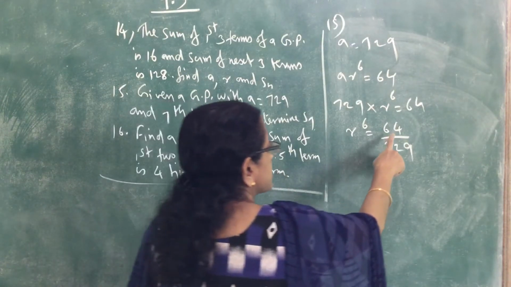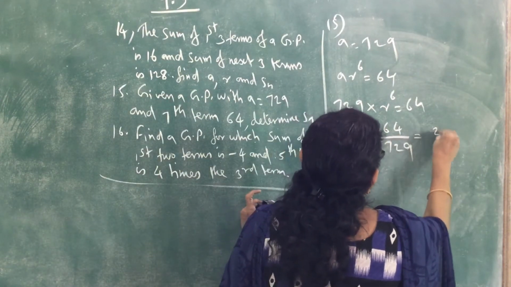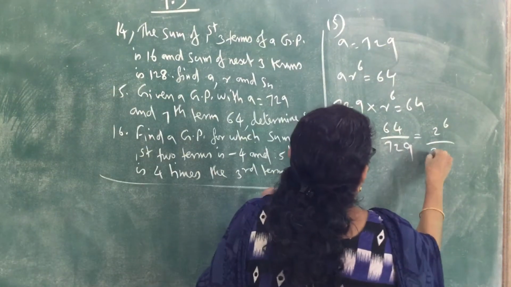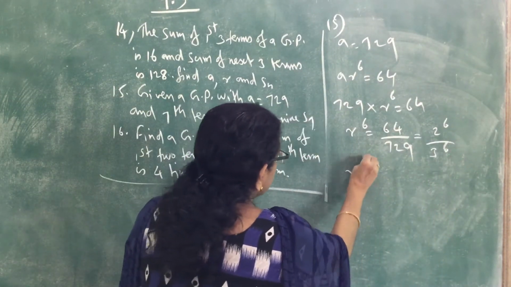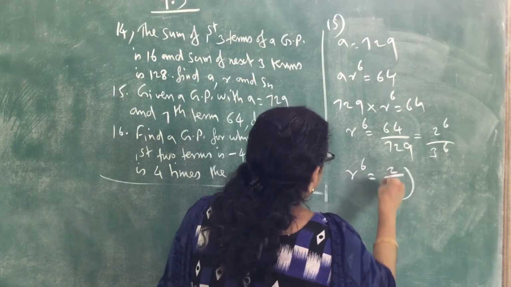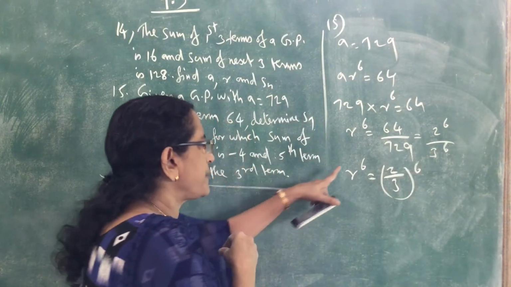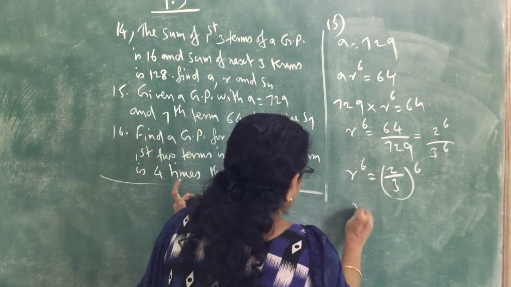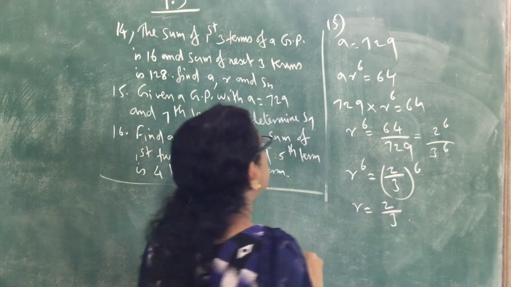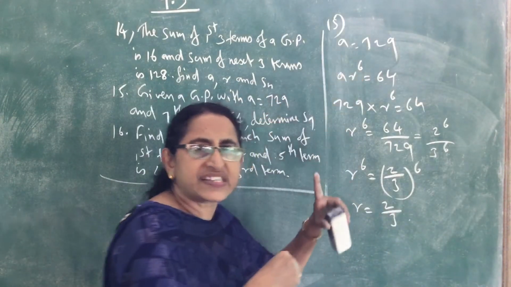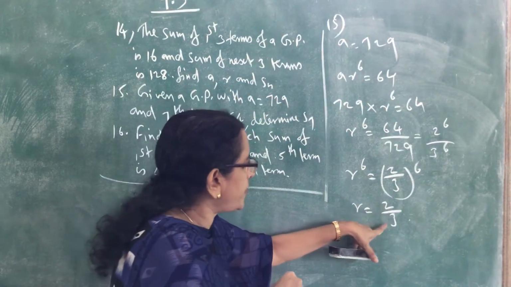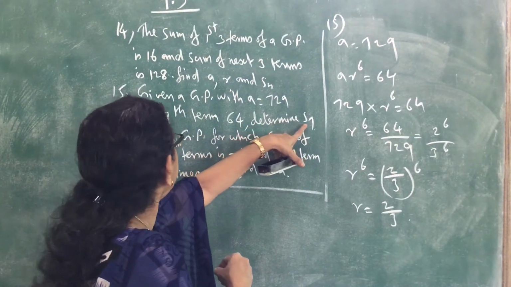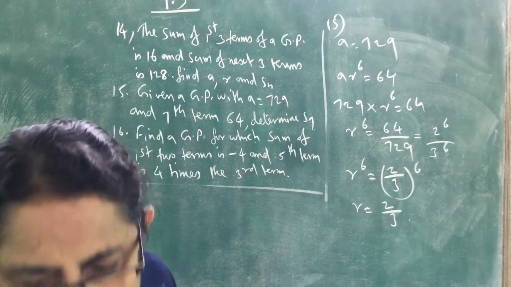Actually 64 is the same as 2 raised to 6 and 729 is 3 raised to 6. So we can write r raised to 6 equal to 2 by 3 whole raised to 6. The powers are equal, therefore r equal to 2 by 3. So the first term is given, and the common ratio we got is 2 by 3. Now what we want to find is S7, the sum of 7 terms.